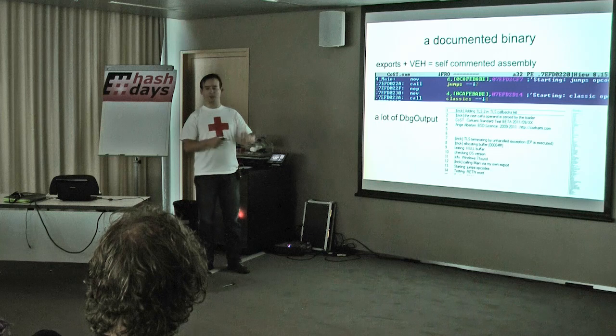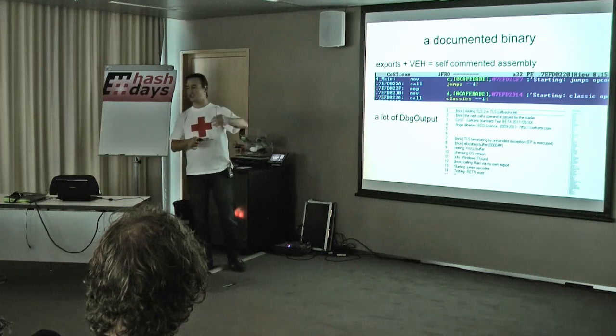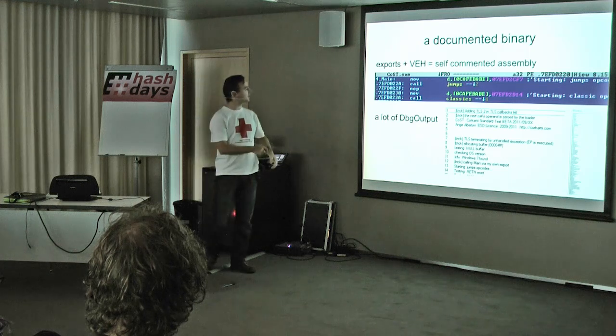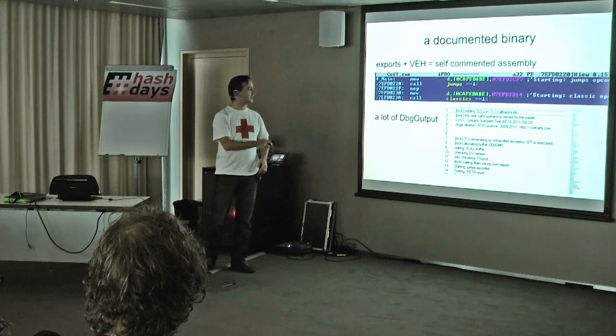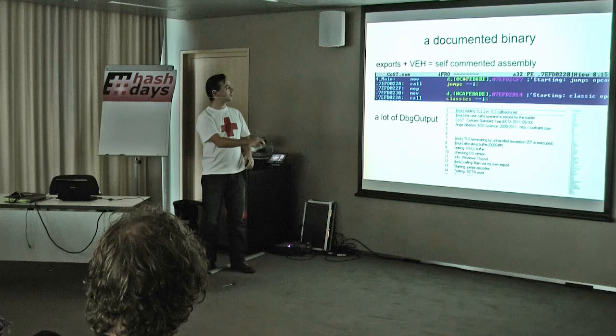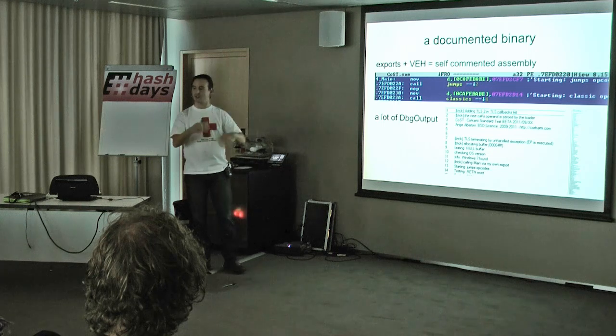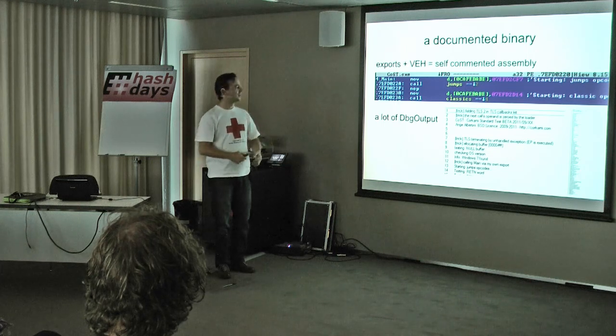But if you keep printing messages, it makes the assembly longer to scroll. So I use vectored exception handling and a fake opcode, so that the comments of what's going to happen appear directly in the code. So it's kind of self-documented without a debug symbol file.